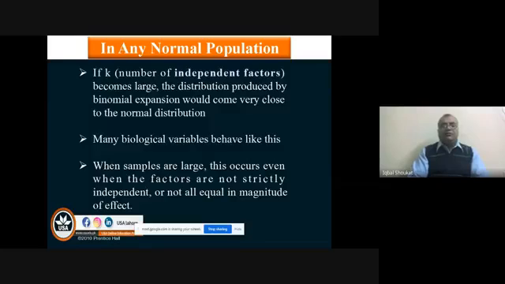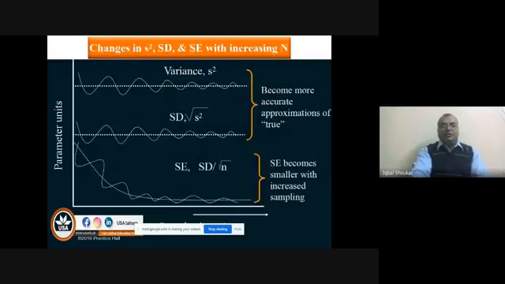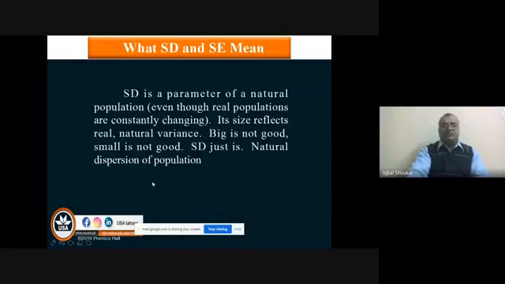magnitude of effect. Then you can see that as the sample size increases, the variance is going to decrease in all three cases. Even the standard error is also decreasing with the increase in the sample size.